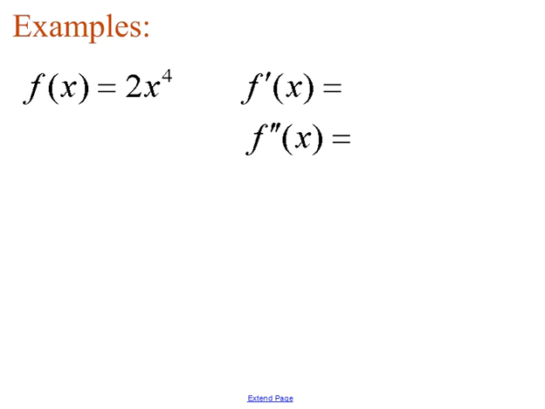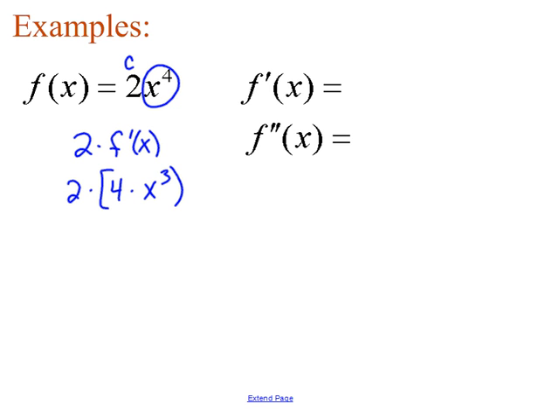So where is that useful? Here's my constant, here's my f of x. I can do 2 times the derivative of f of x. I know the derivative of f of x from the power rule is just 4 times x cubed. So now I just put 2 times 4, which is 8, x cubed.